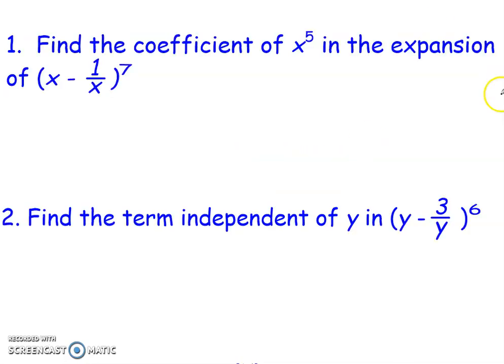So here you go. First one, I just want you to find the coefficient of the x to the 5 term in the expansion of (x minus 1 over x) all to the power of 7. And the second one is I want you to find the term independent of y in the expansion of (y take away 3 over y) to the power of 6. So pause the video, have a crack at them, come back and check.